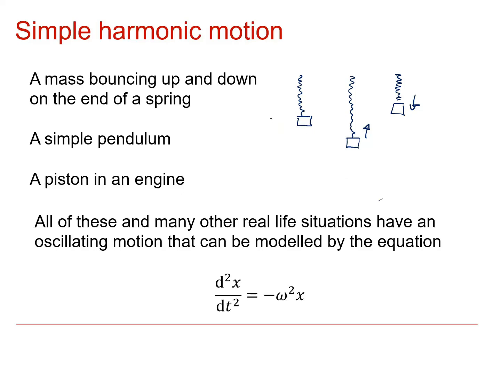Other examples of simple harmonic motion include a simple pendulum, where you have a mass on the end of a string and it's oscillating backwards and forwards, or indeed the piston in an engine which is going up and down whilst a crank revolves below it. All of these, and there are many other real-life situations, have an oscillating motion that can be modelled by this equation: d2x by dt squared is equal to minus omega squared x. So the acceleration is directly proportional to the distance from the centre of motion, and indeed is in the opposite direction, so it's towards the centre of motion.